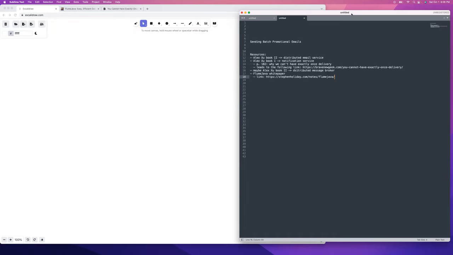Today we're going to be covering sending batch promotional emails. I have a collection of some links that were useful for trying to research how to cover this problem. The specification for this is going to be, we want to send 1 million emails in 10 minutes.